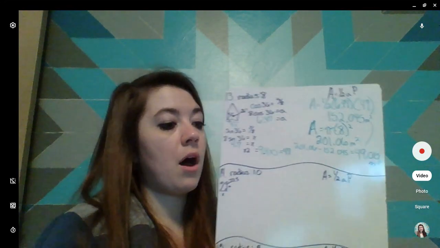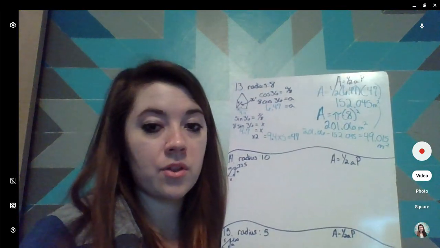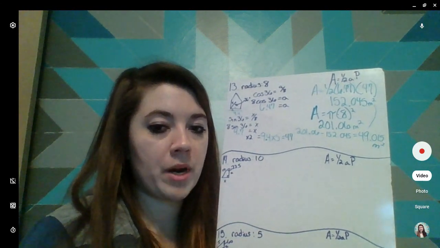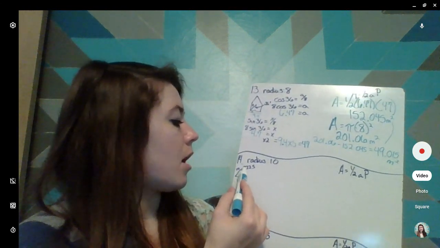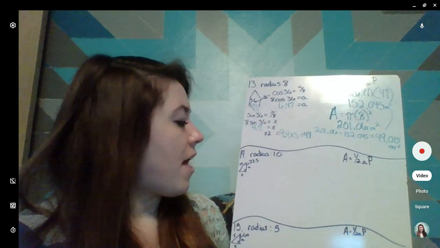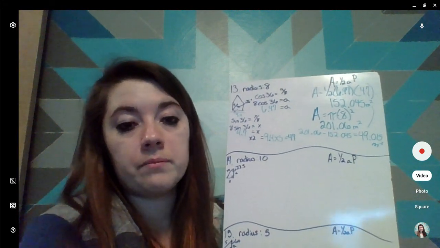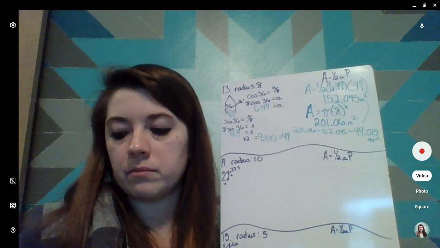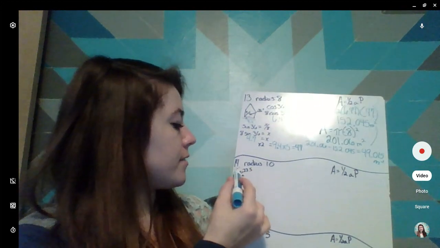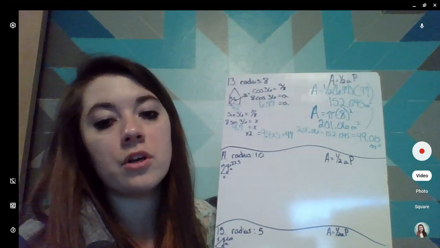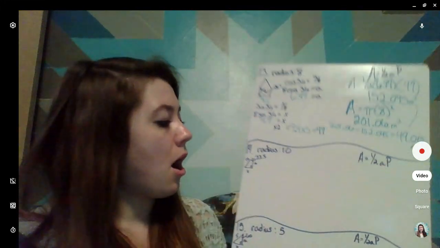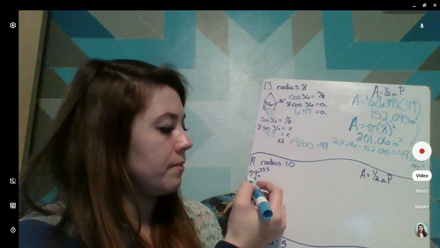On 14, we have an octagon, so there are 8 sides. That's a little heads up for what you're going to multiply by to get your perimeter. For our central angle, we took 360 and divided it by 8. That got us 45, and then 45 divided by 2 gives us our 22.5. So that's how I got this central small angle on my triangle of 22.5. I know it's a little hard to see. Our radius, like it says here, is 10.